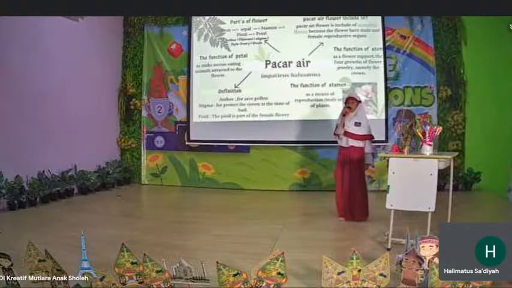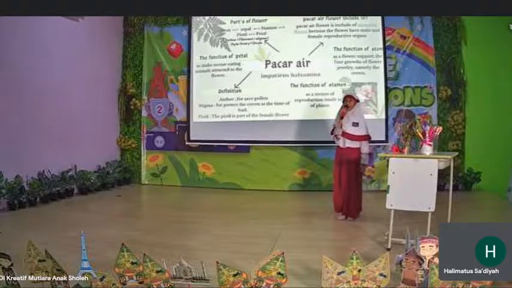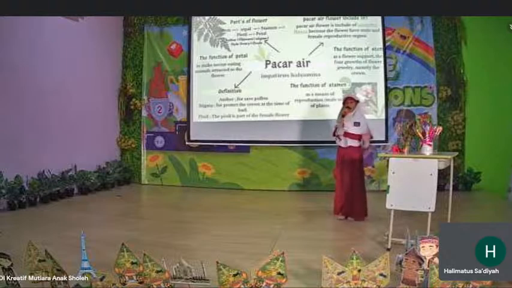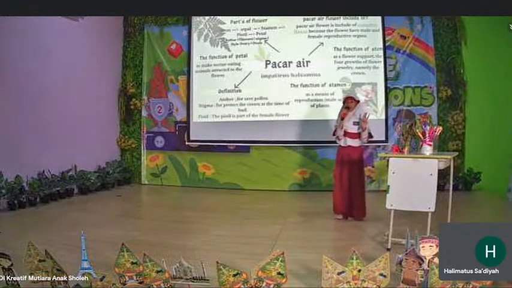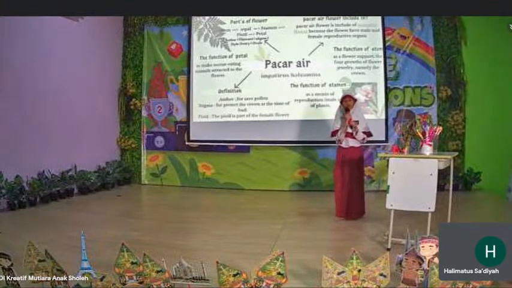And next, I will explain about the parts of the pacar air flower. The parts of the pacar air flower are five. The first is the stem. The second is the sepal. The third is the stamen, and the fourth is the pistil. The fifth is the petal. Next, do you know what I will explain about?